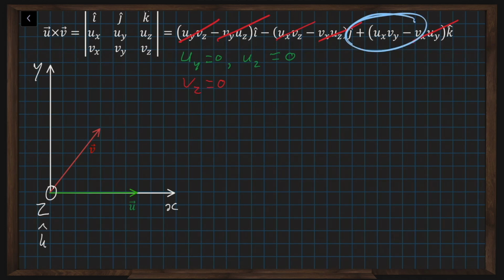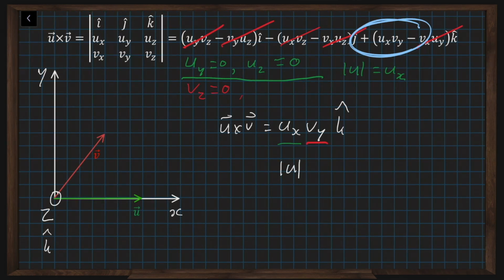So now we are only left with that bit here, so we will write that out again, and in our case u cross v is equal to ux vy, and that's multiplied by k hat. Now if you remember how I defined u with no y component or a z component, we find that the magnitude of u is also equal to ux. So we can perform that substitution again. If we go back to our definitions of vectors, we remember that vy, or the y component of v, is equal to the magnitude of v multiplied by the sine of the angle between the vector v and the x-axis. So we can substitute that in there, and that is the result of our cross product.